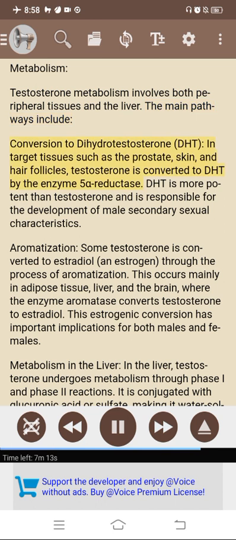The main pathways include conversion to dihydrotestosterone (DHT) in target tissues such as the prostate, skin, and hair follicles. Testosterone is converted to DHT by the enzyme 5-alpha reductase. DHT is more potent than testosterone and is responsible for the development of male secondary sexual characteristics.